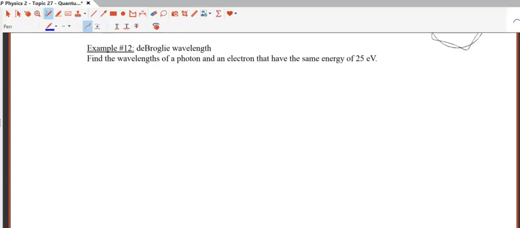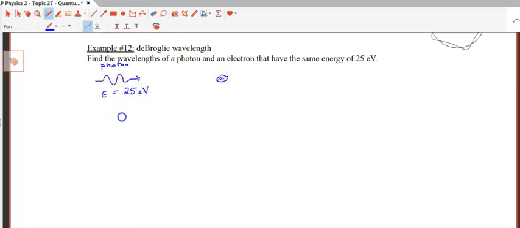All right, last example in these quantum notes, the de Broglie wavelength. We're asked to calculate the de Broglie wavelength for an electron and also compare that to the wavelength of a photon. So both of them have the same energy. So imagine you have this photon. Here's the photon picture here. It has an energy of 25 electron volts.